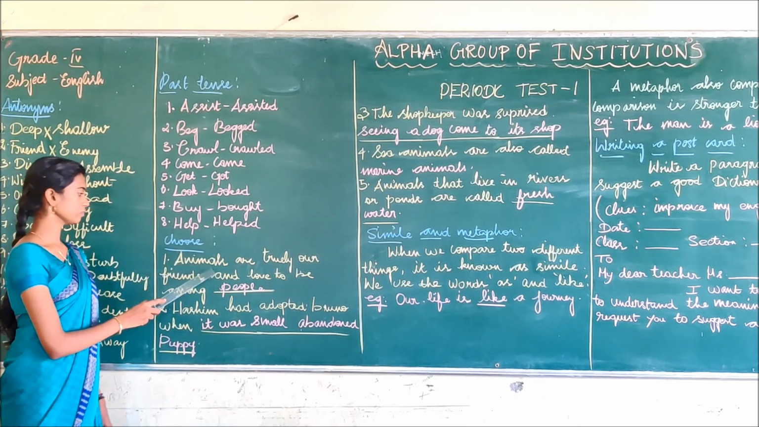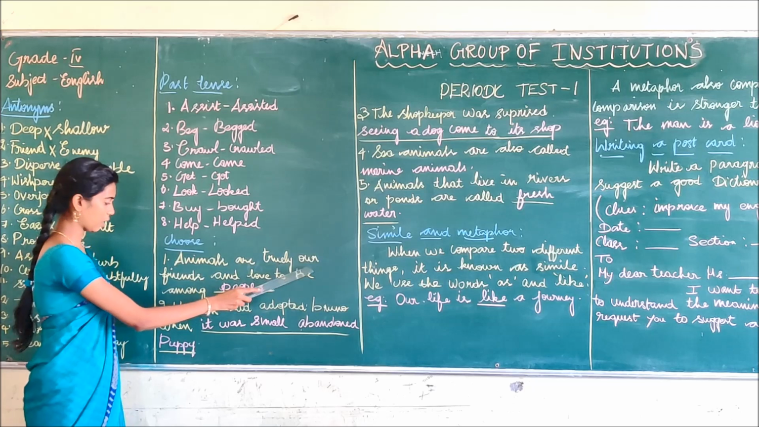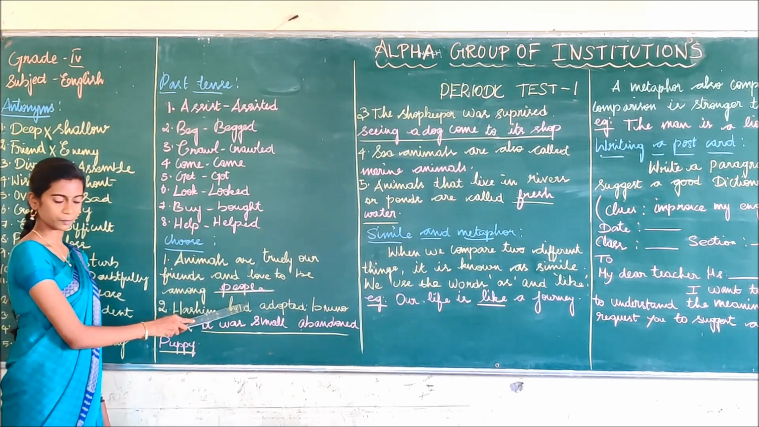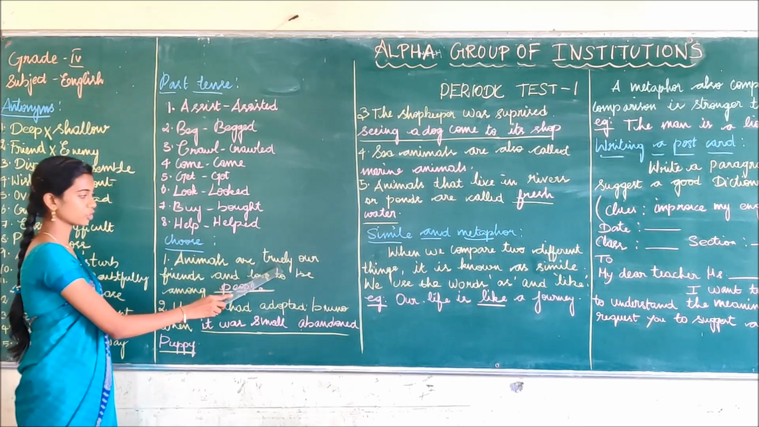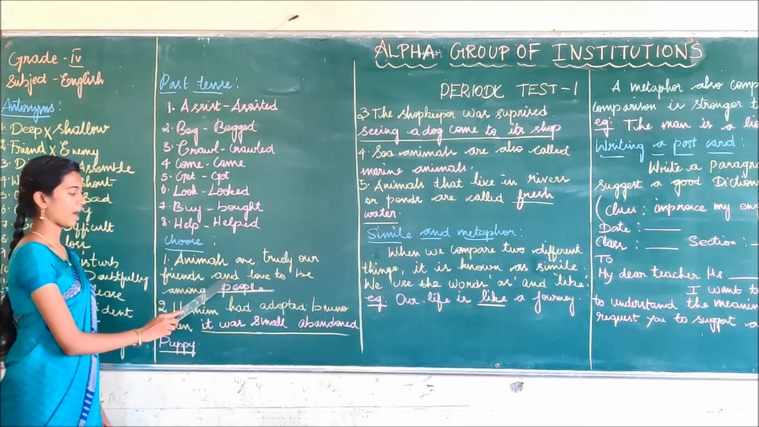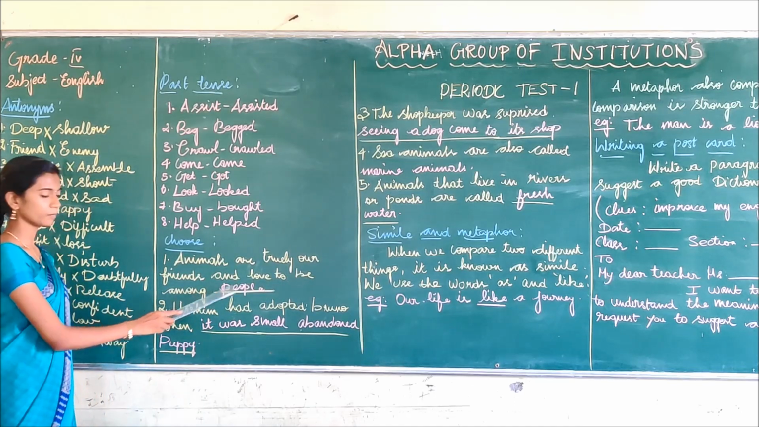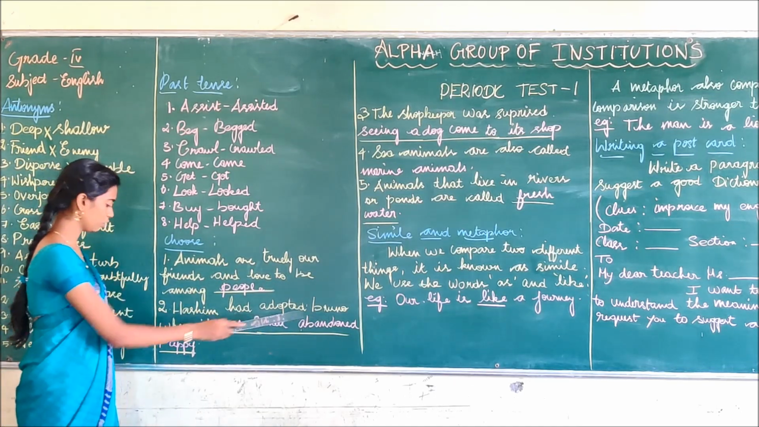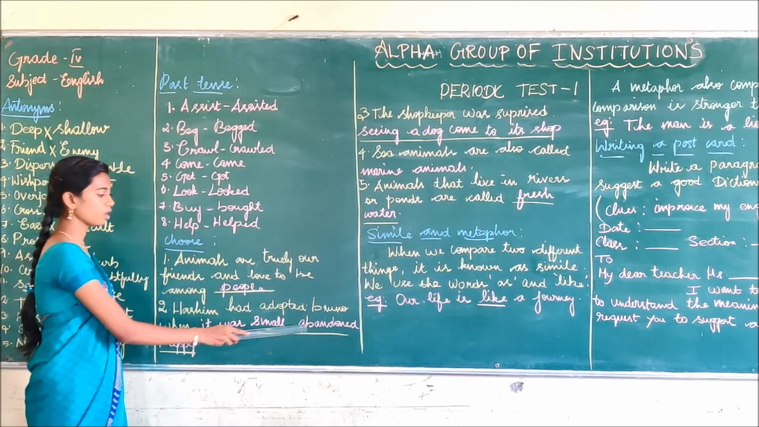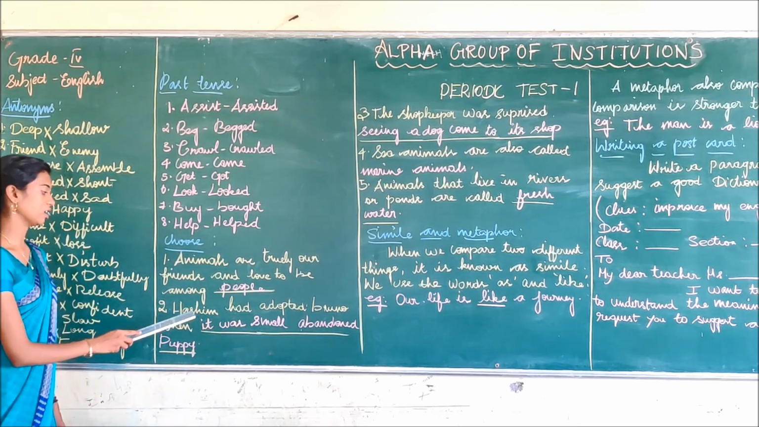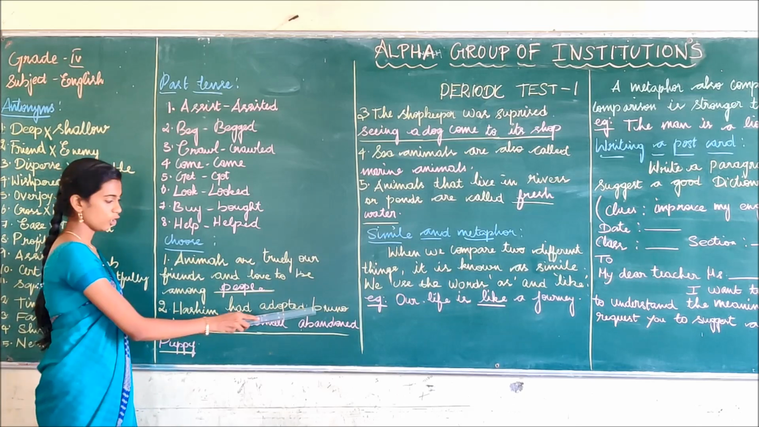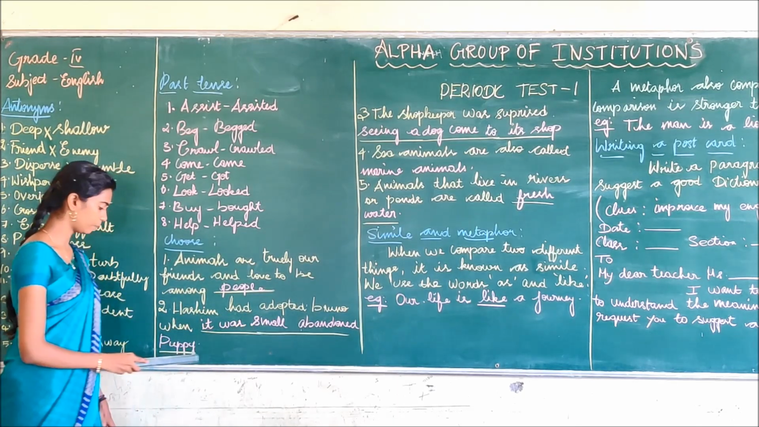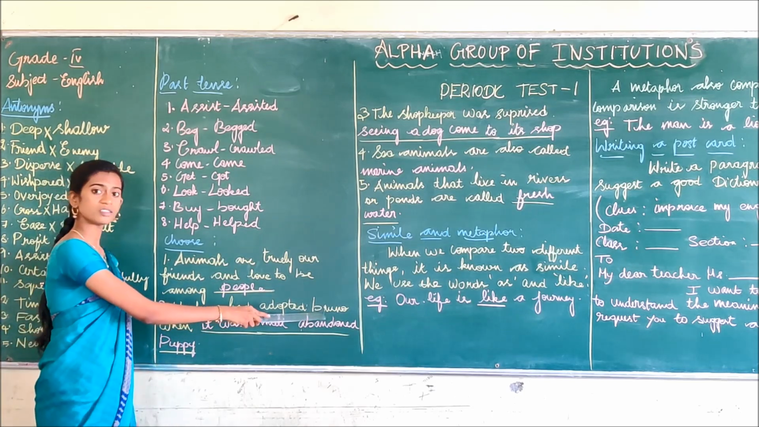Next, choose. Animals are truly our friends and love to be among people. Hazem had adopted Bruno when it was a small abandoned puppy. Who is Bruno? The dog.